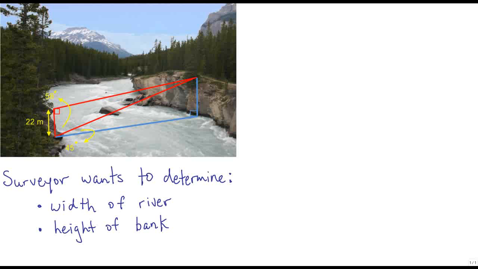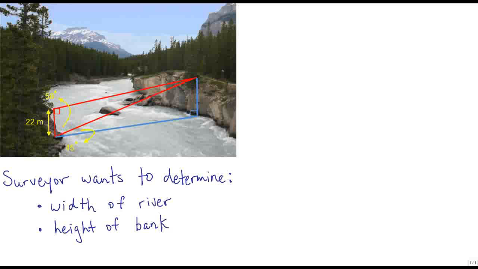Surveyors often use multiple right triangles in order to calculate and determine certain distances when it comes to surveying the land. So a surveyor approaches the North Saskatchewan River here in close to Jasper, Alberta, and wants to determine two things. First of all, the width of the river and the height of the bank. One of the first things he does is he measures the distance between a couple of points along the bank where he is standing, and he measures those 2 points to be 22 meters apart.